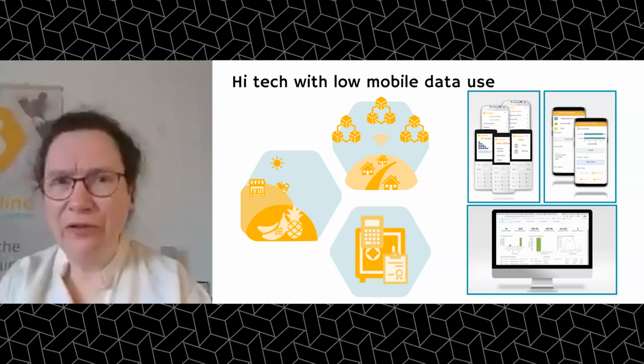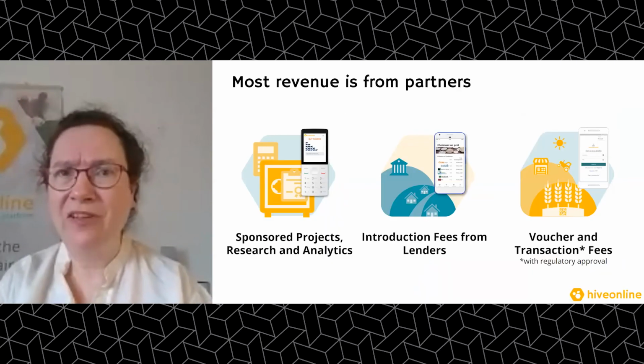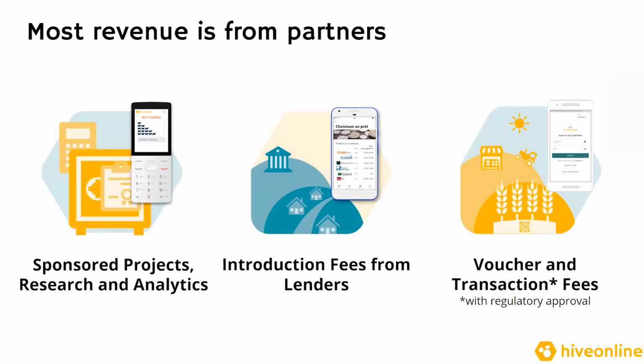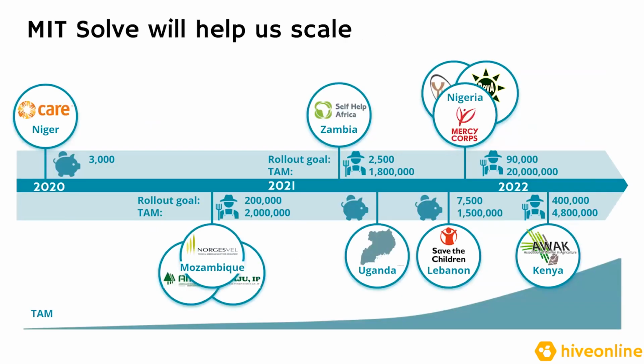We make our money from partners, keeping costs of farmers low. We're a for-profit and expect to be self-sustaining from the end of 22. We've been invited into Lebanon by Save the Children, with agreed projects in Nigeria with Mercy Corps and in Kenya. This gives us access to 30% of Africa's 50 million smallholder farmers and their ecosystems.